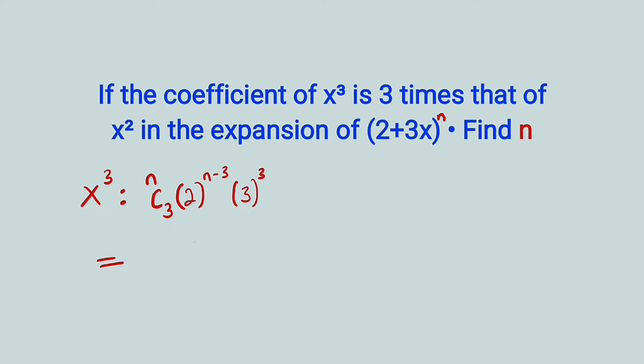So this will be equal to n factorial divided by (n minus 3) factorial, then 3 factorial, multiplied by 2 raised to the power of n minus 3, which can be written as 2 raised to the power of n divided by 2 raised to the power of 3 from laws of indices. Then multiplied by 3 to the power of 3, which is 27. Let's further break it down.